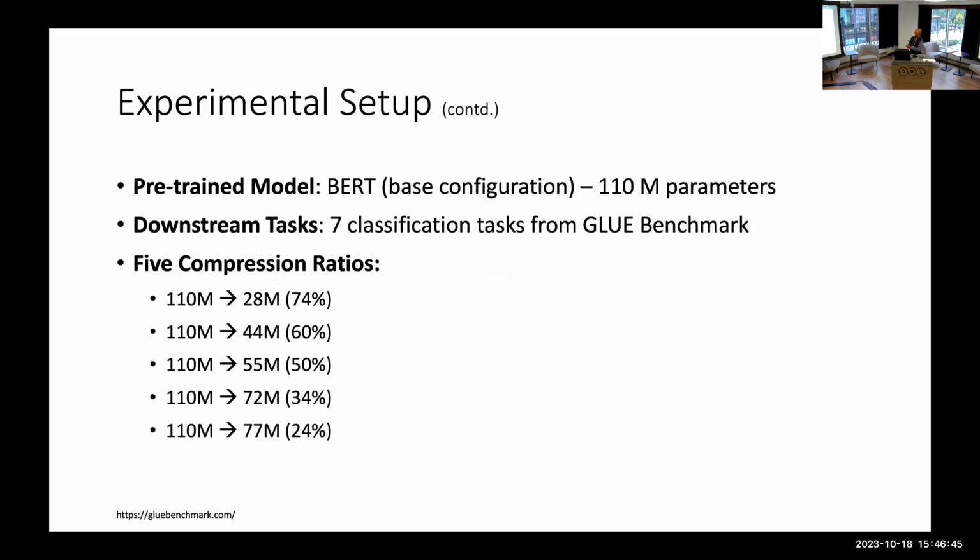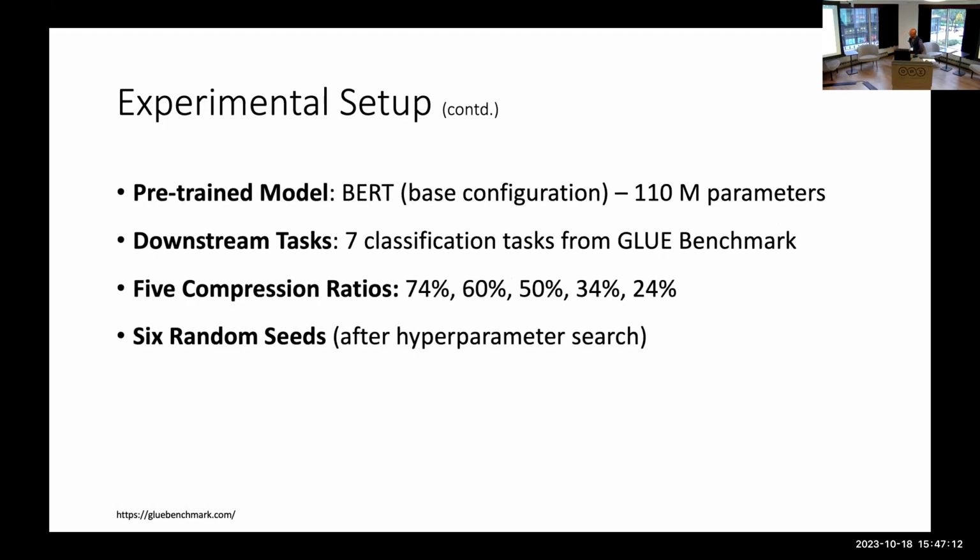Essentially, in these experiments, we're looking at 5 different levels of compression with respect to the number of model parameters. That is, the most compressed version gets it down from 110 million to 28 million, which is a 74% reduction. And the least compressed one is just bringing it to 77 million. So we want to evaluate it at these different compression ratios. And as I mentioned before, the downstream tasks are in the GLUE benchmark. For each of these, the whole experiment is done 6 times with random seeds after hyperparameter search.